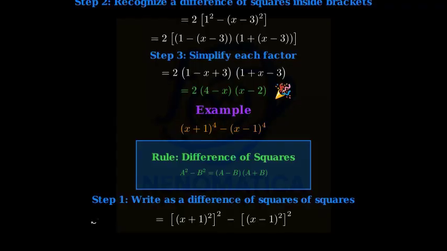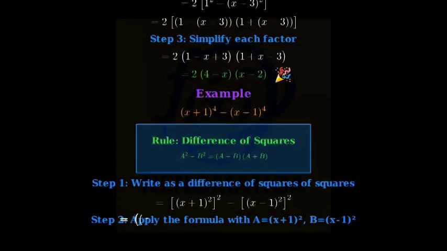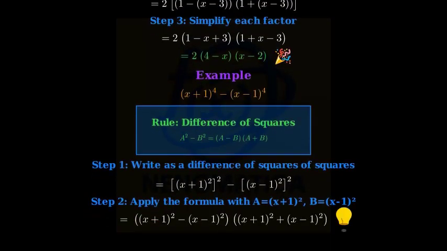For step 2, we'll apply the difference of squares formula where a equals the quantity x plus 1 squared and b equals the quantity x minus 1 squared. This gives us the product of two factors. The first factor is the quantity x plus 1 squared minus the quantity x minus 1 squared. And the second factor is the quantity x plus 1 squared plus the quantity x minus 1 squared.